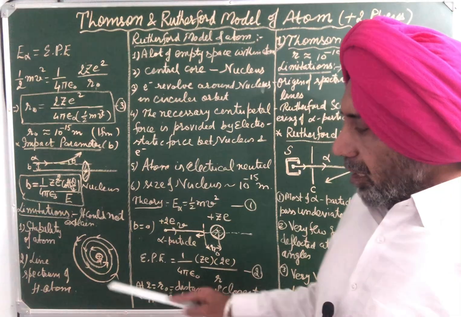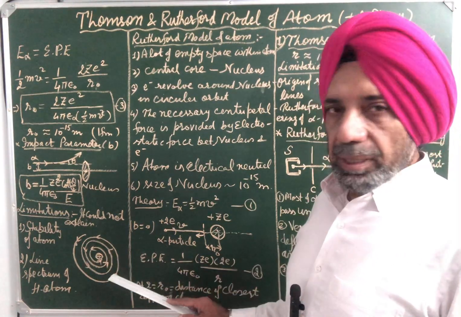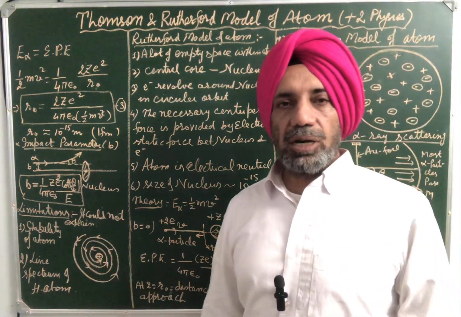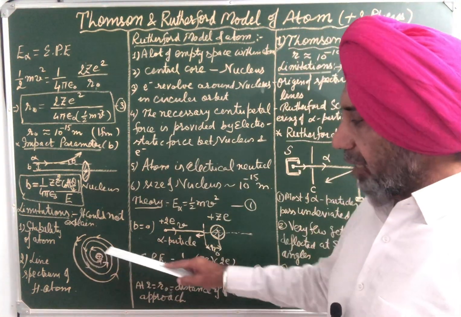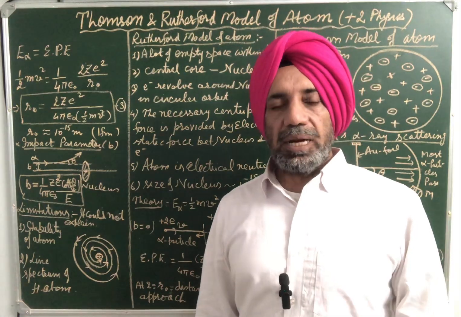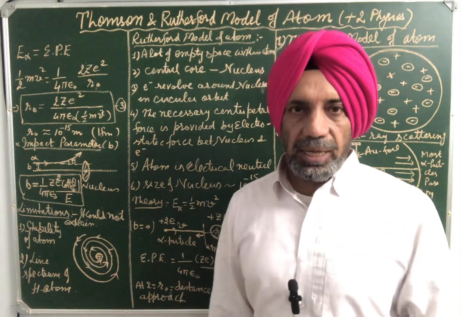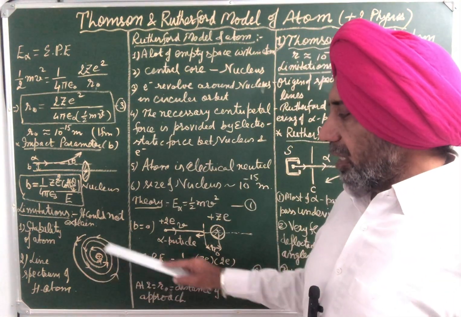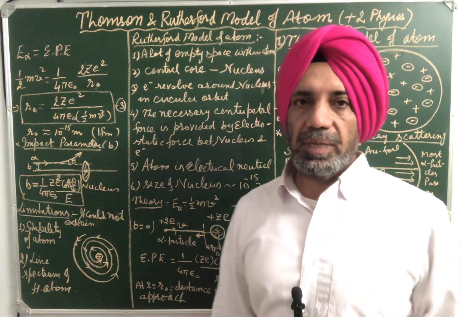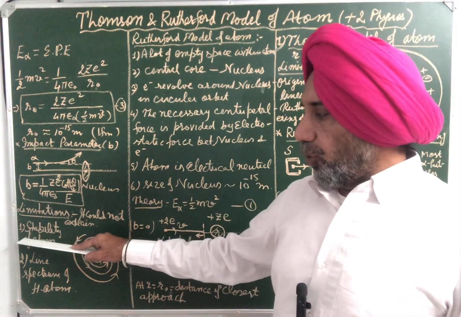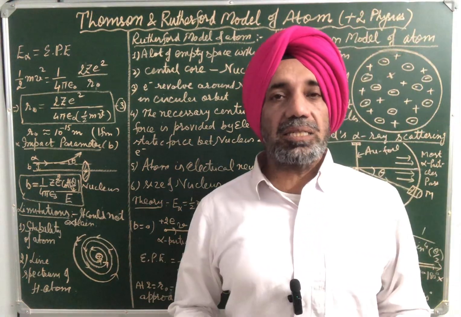It means every atom would be unstable if electrons are revolving in circular orbits, because due to classical electromagnetic theory any accelerated charged particle will be losing energy continuously and its radius goes on decreasing. Ultimately it will fall into the nucleus and the atom becomes unstable. So the Rutherford model of atom could not explain the stability of the atom.